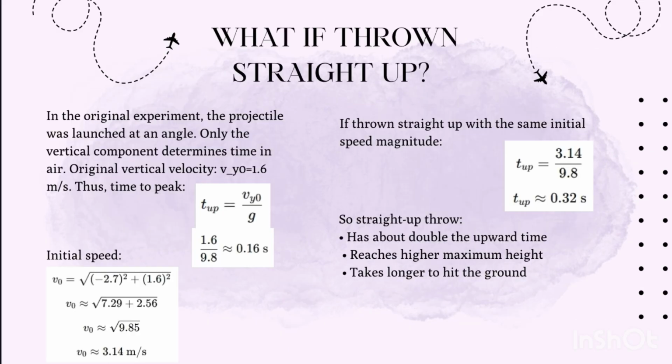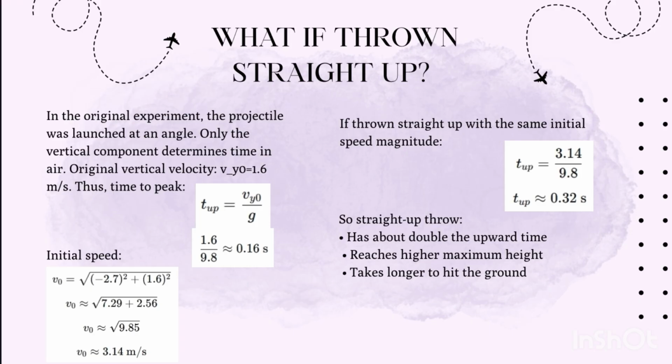Now, what if it was thrown straight up instead? In the original experiment, the projectile was launched at an angle. So the time taken to peak and the time taken to fall is only determined by the vertical component of the velocity, which was 1.6. When we used it, our time taken was 0.16 seconds.